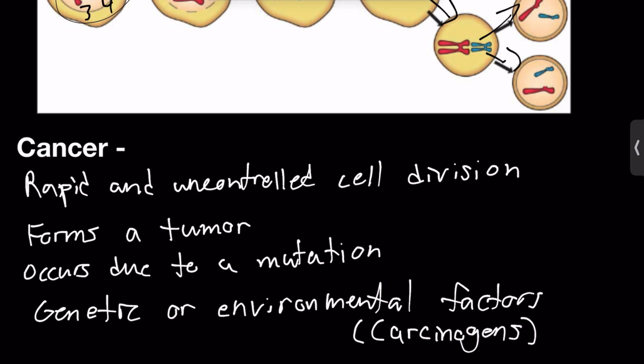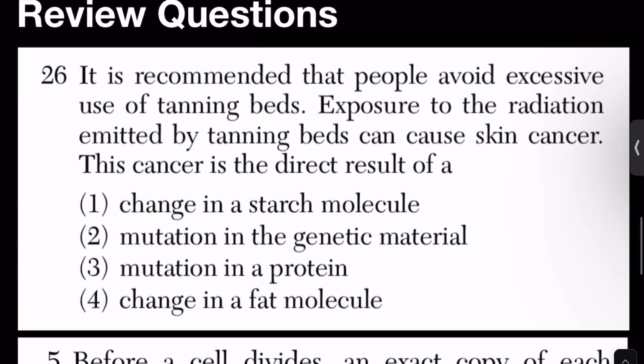Okay, so now we'll move on to some practice questions. First we have question number 26. It is recommended that people avoid excessive use of tanning beds. Exposure to the radiation emitted by tanning beds can cause skin cancer. This cancer is a direct result of, and then, 1 is a change in the starch molecule. We know that cancer is not caused by starches, so 1 would definitely not be our answer. The second one is a mutation in the genetic material. This one would be our answer, as changes in genetic material cause cells to get rid of their control mechanisms, which can cause them to become cancerous and grow uncontrollably.